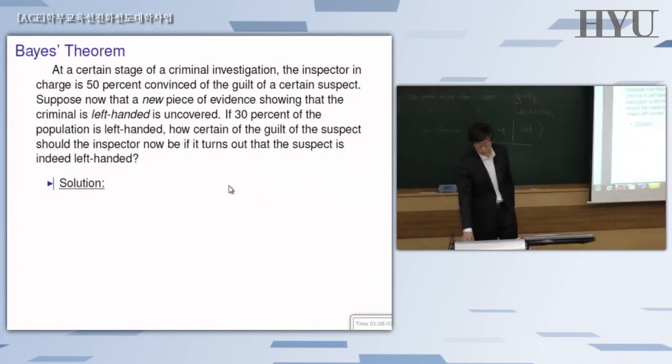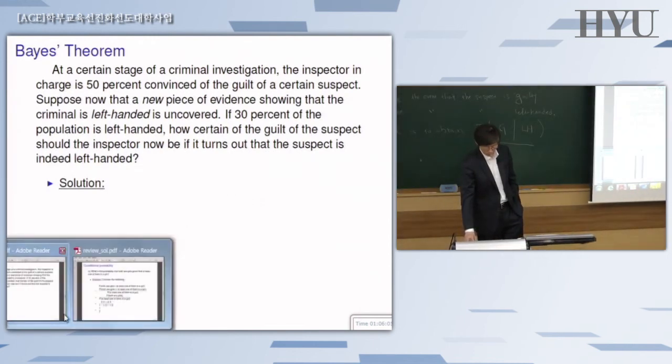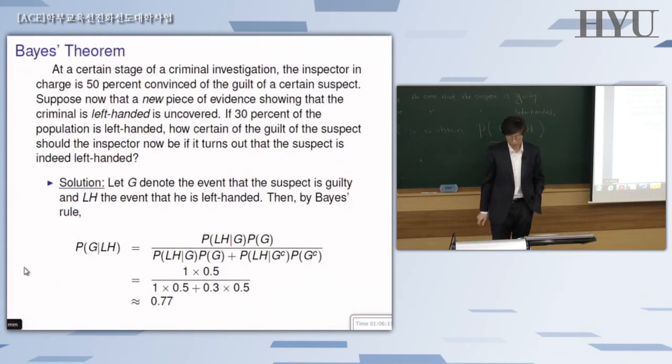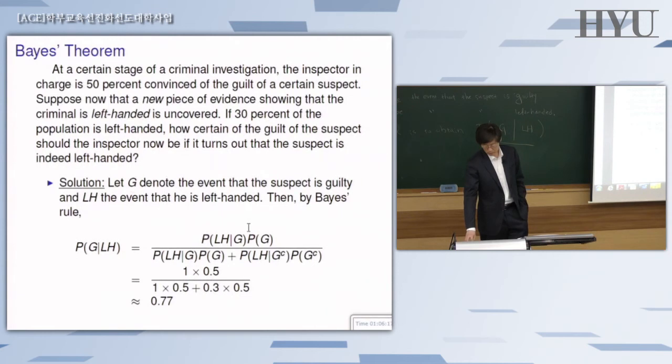The solution should be rather straightforward for this one. It's just this: P of G given LH, by strict application of Bayes' theorem, is this rather complicated ratio on the right-hand side. Your job is to figure out what the numbers are for each one of these conditional or unconditional probabilities.